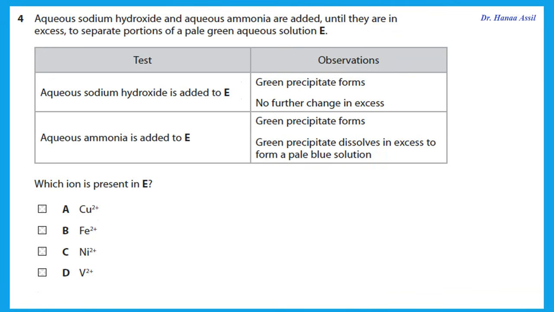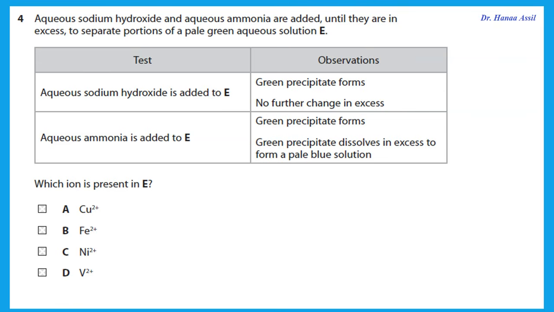Aqueous sodium hydroxide and aqueous ammonia are added until they are in excess to separate portions of a pale green solution. Now, when we added sodium hydroxide to it, it gave green precipitate. No further change, that means insoluble, in excess. And when we added aqueous ammonia, it gave also a green precipitate, but with excess, it dissolves to form a pale blue solution. And the question is, which of these is E?